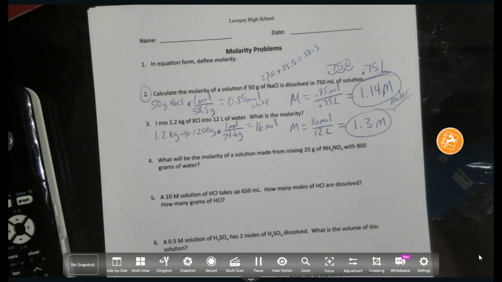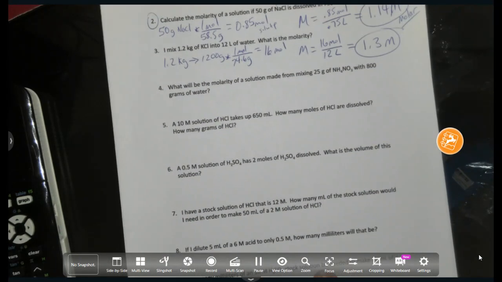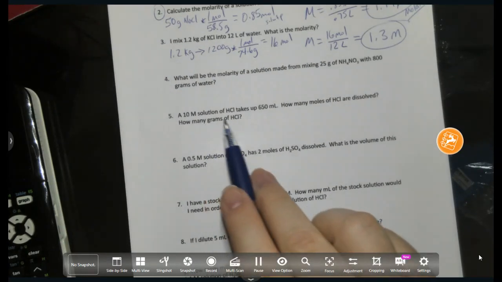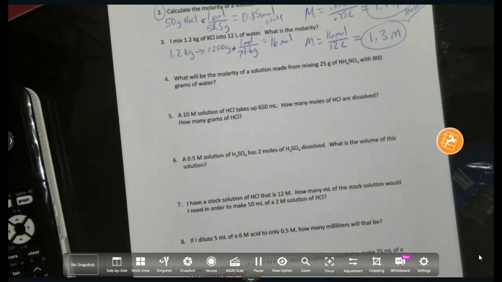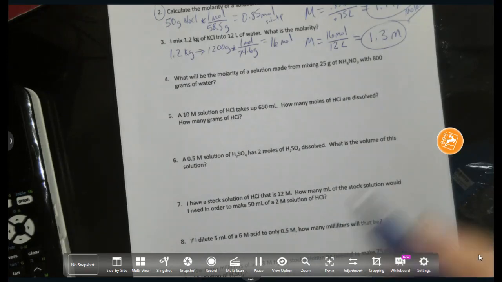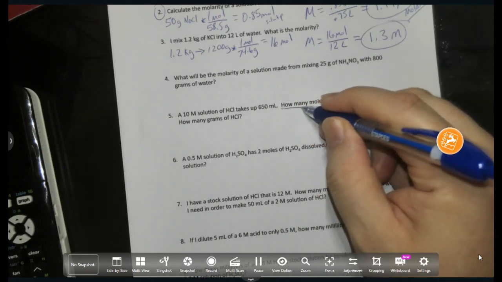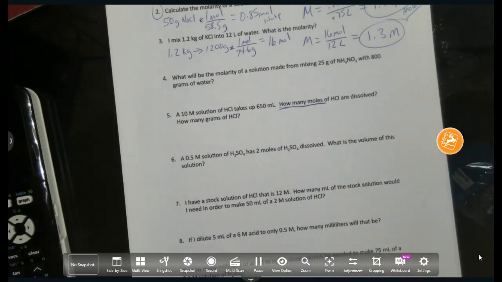All right, let's skip number 4 for the sake of time here. Let's look at 5 and 6 just to solve for some different things here. So in number 5, I've got a 10 molar solution of hydrochloric acid. It takes up 650 mils. How many moles of HCl are dissolved? And then it asks for grams. So the one I want to focus on, we'll do both, but I want to focus on this part. So we're going to solve for moles instead of molarity this time.